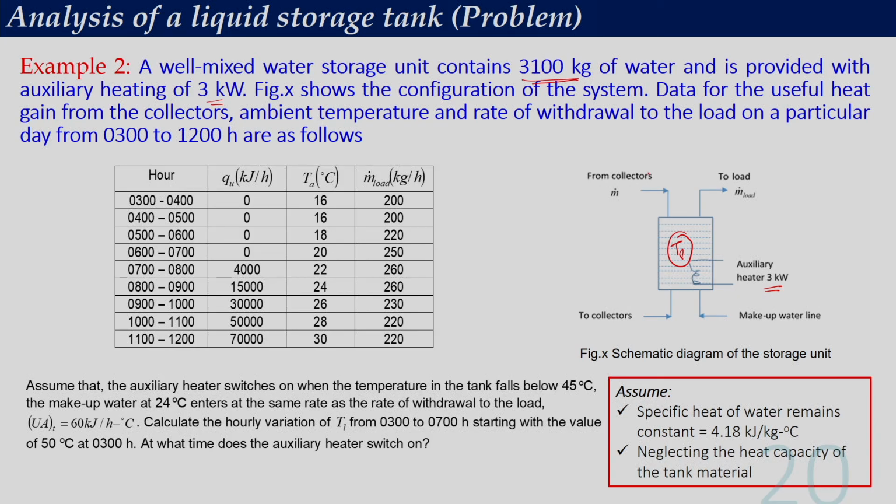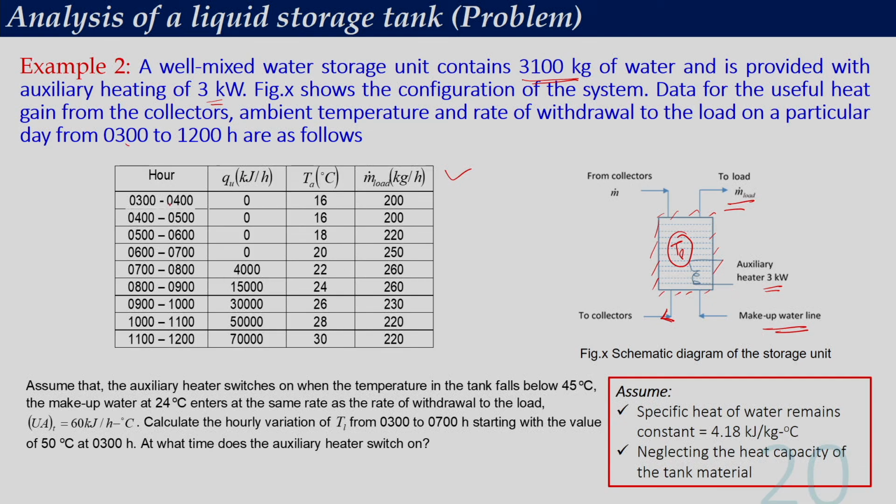M is the mass flow rate from the collector introduced into the tank. Of course, this is an insulated tank, so no heat loss is taking place ideally, though practically some heat losses will be there. This makeup water line goes something like this, and it is m_load. Data for useful heat gain from the collector, ambient temperature and rate of withdrawal to the load on a particular day from 3 o'clock to 12 o'clock are as follows. So, this data is given.